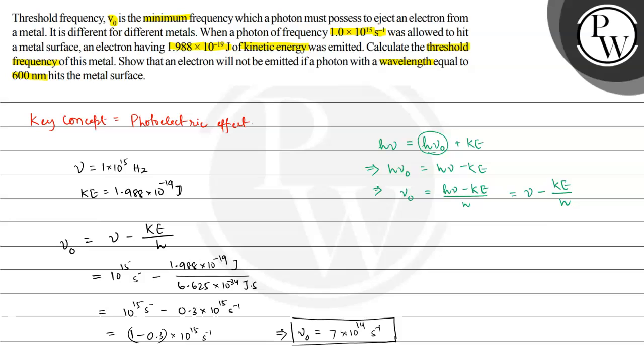Now let us talk about the second photon. So photon की wavelength क्या है? Wavelength is given as 600 nanometer. So the wavelength is 600 nanometer, और अगर हम इसको meters में convert करें then this is 600 multiplied by 10 to the power minus 9 meter, or 6 multiplied by 10 to the power minus 7 meter.